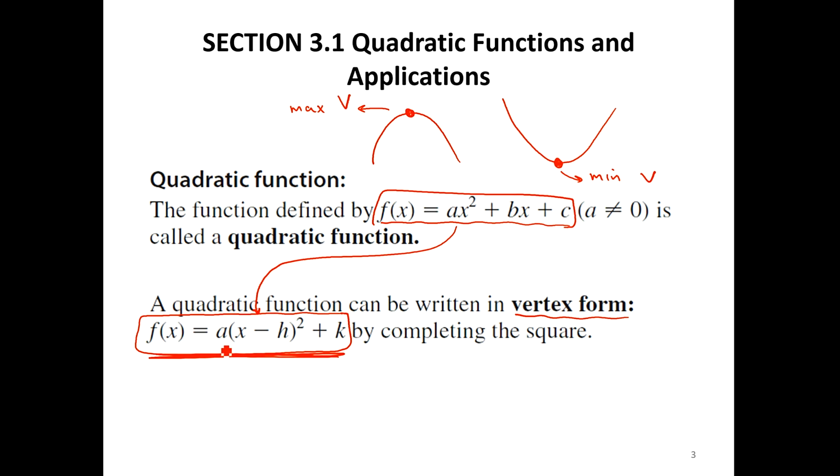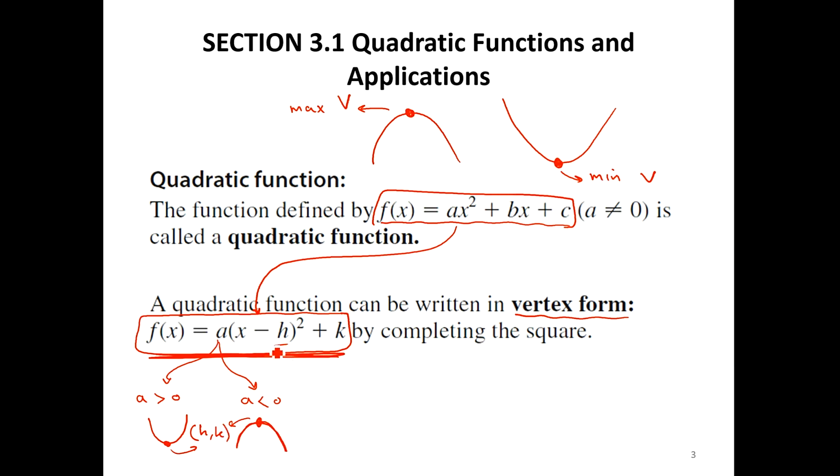And this is a. From this a, we can conclude if a greater than 0, we have concave up and the vertex is the minimum. If a less than 0, negative, we have the parabola concave down, and the vertex is the maximum. The vertex, we can obtain from the vertex form of a quadratic function by h and k. h and k.